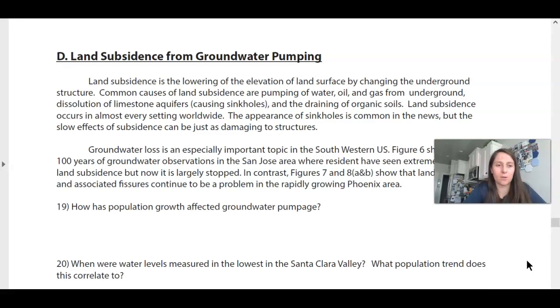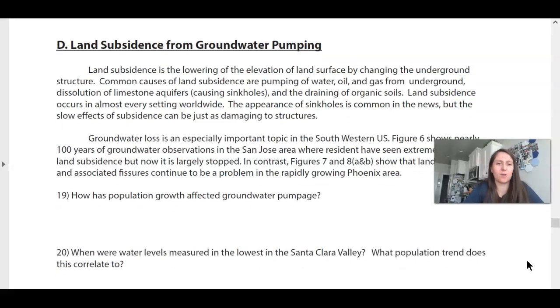We did talk about this in lecture somewhat, so this shouldn't be completely foreign to you. Land subsidence is the lowering of the elevation of land surface by changing the underground structure. Common causes of land subsidence are pumping of water, oil, and gas from underground, dissolution of limestone aquifers, which also causes sinkholes, and also the draining of organic soils.